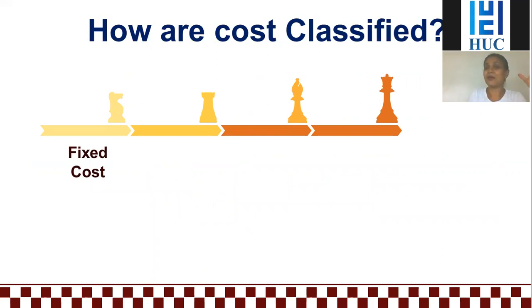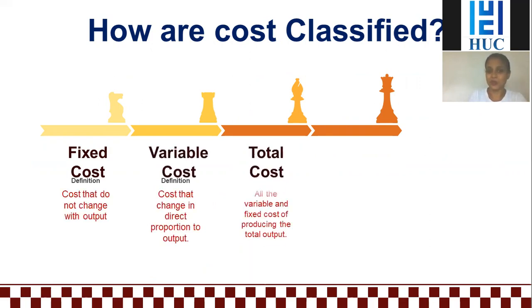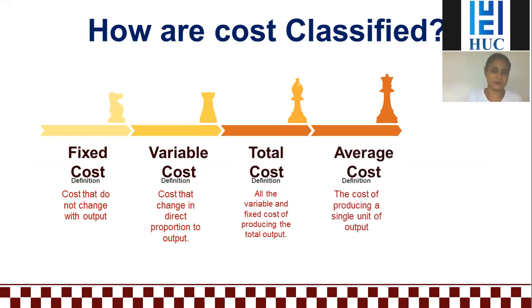Then we learned how costs are classified in a business. Business එකක cost classify කරන්නේ කොහොමද කියලා ඉගෙන ගත්තා. Fixed cost, variable cost, total cost, and average cost. These are the main classifications.